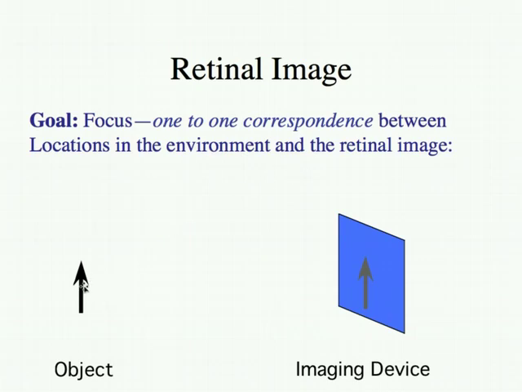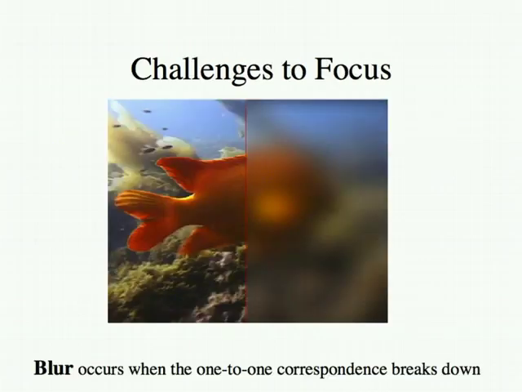So for instance, if we have an object such as this, a focused image is going to have a one-to-one correspondence, so that the light from each portion of the object is only falling on one portion of that imaging device and nowhere else. And the challenge to focus is blur. If light from some location on an object is falling onto multiple portions of an imaging device, then you have what's called blur, and you no longer have that precision in terms of what's happening and what the reflective properties are of each location on an object.